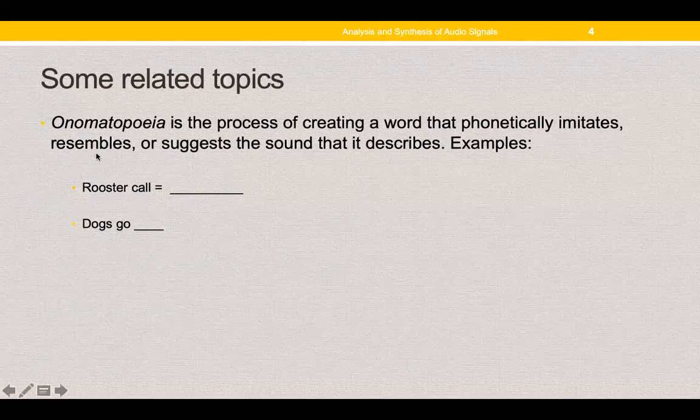So as I mentioned, onomatopoeia is the process of creating a word that phonetically imitates, resembles, or suggests the sound that it describes. So for example, I'm pretty sure that in every language we have a word for a dog's voice, right? In Chinese, can anybody give an illustration? How do we call 狗怎么叫? Anybody? Easy one in Chinese. 叫 Wang, right? Right.